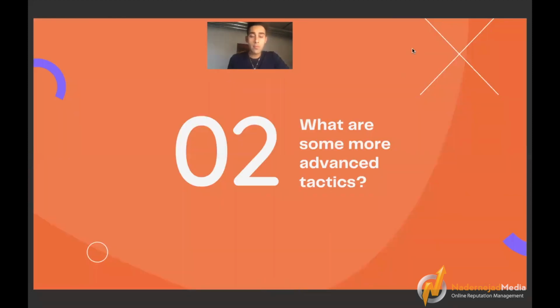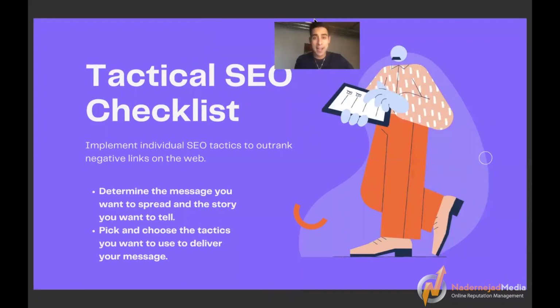So what are some of the more advanced tactics? I've mentioned these in a lot of my videos. So one thing we're doing is deepening content and talking about some of the advanced SEO tactics that you can use in order to rank content higher, but also to rank assets that are linked with your communication plan. So this is my tactical SEO checklist. These are individual SEO tactics that will help you outrank negative links on the web.